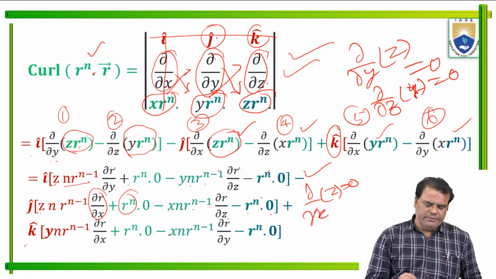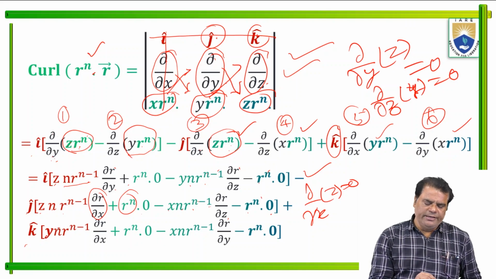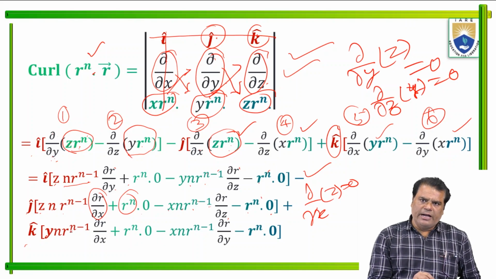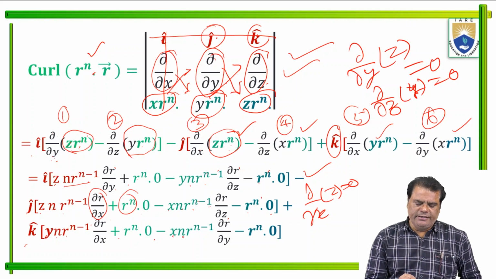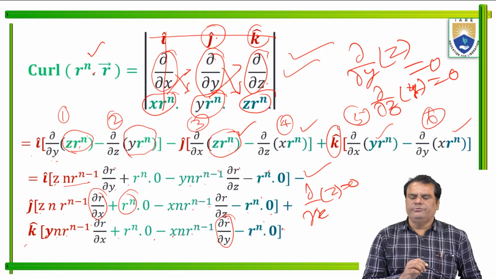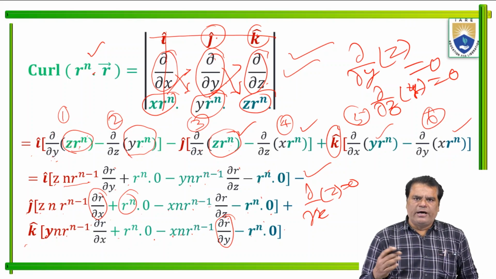Similarly, we apply this formula and we write this step. y constant, differentiation of R to the power n with respect to x: n R to the power n minus 1 dou R over dou x, plus R to the power n into 0, minus x constant and n R to the power n minus 1 dou R over dou y, minus R to the power n into 0. Here putting the value of dou R over dou x.